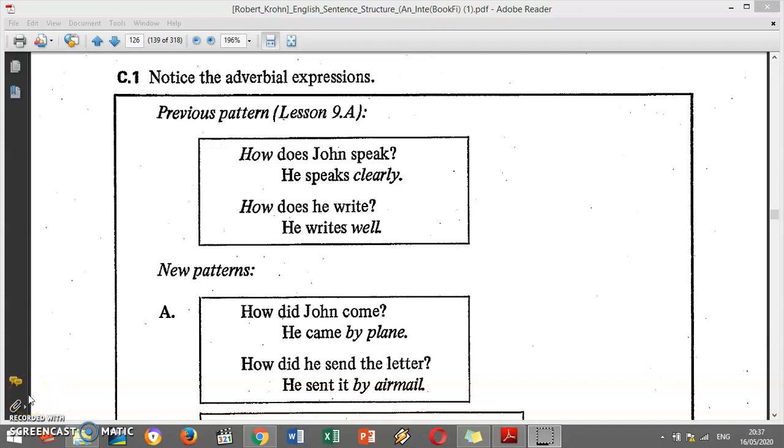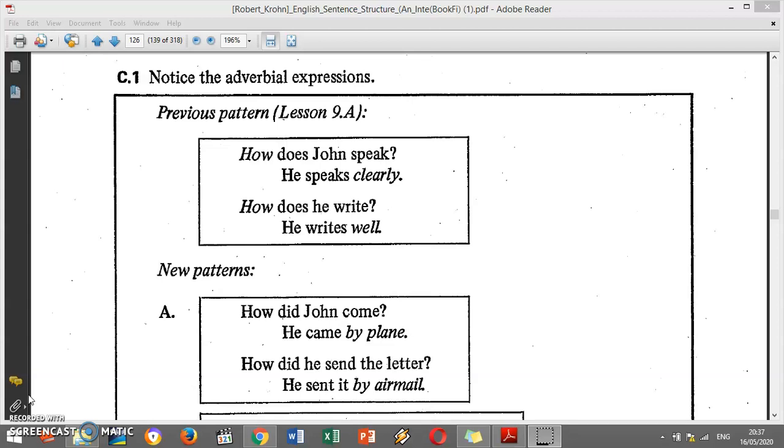Still talking about adverbial expressions, the previous adverbial expression is adverbials of purpose. Here on C1, we will learn about adverbials of means and instruments. On the previous pattern that we learned on lesson 9a, we learned about one-word adverbs.